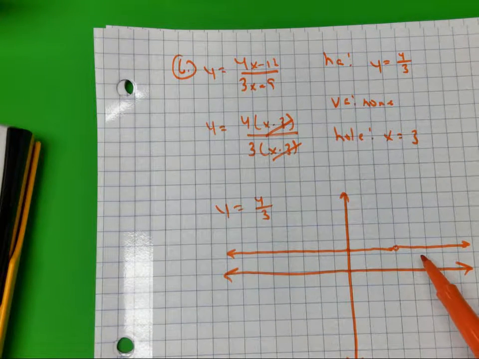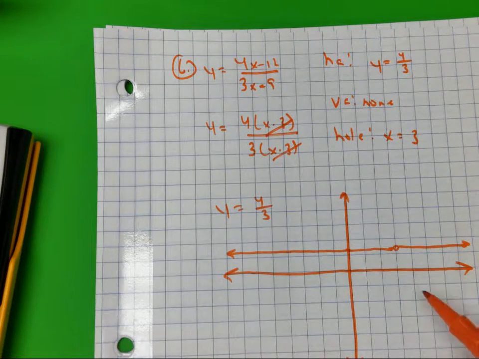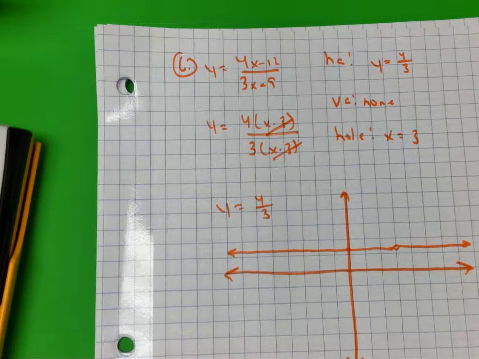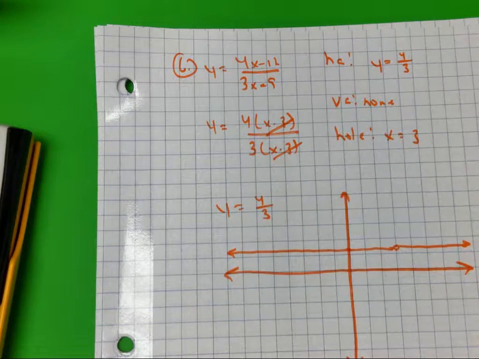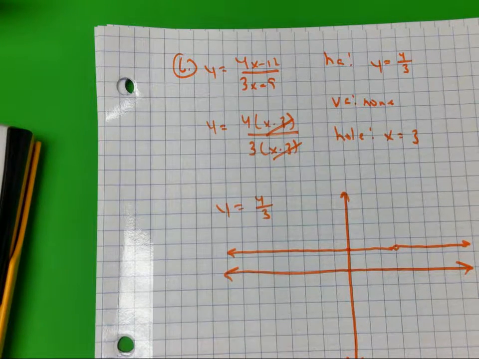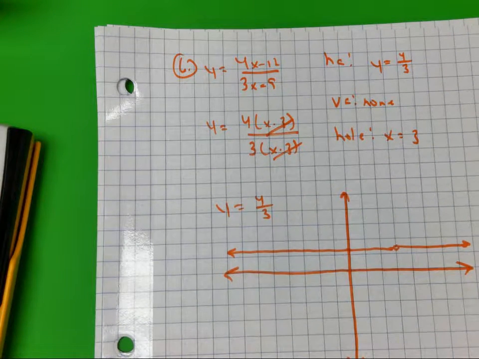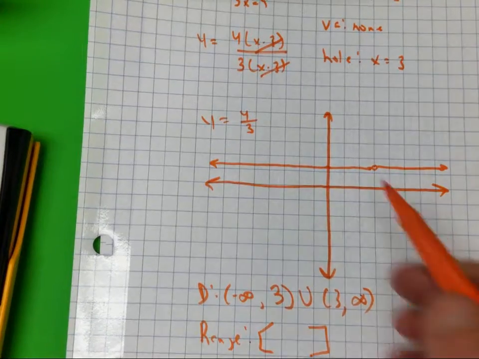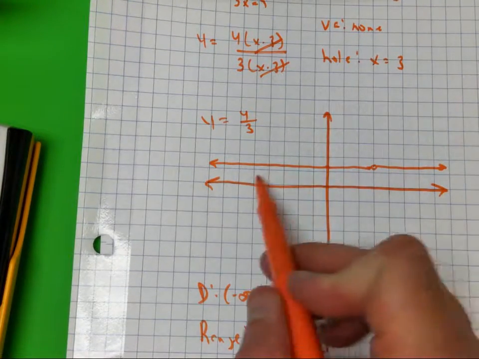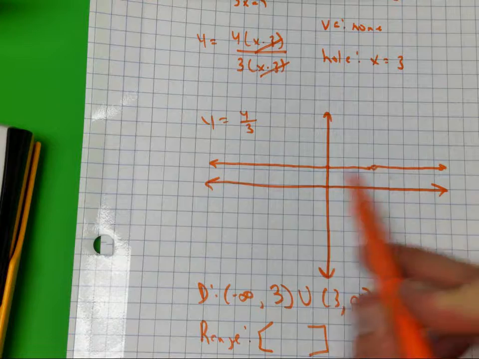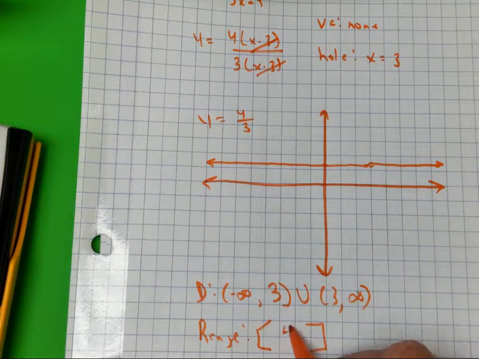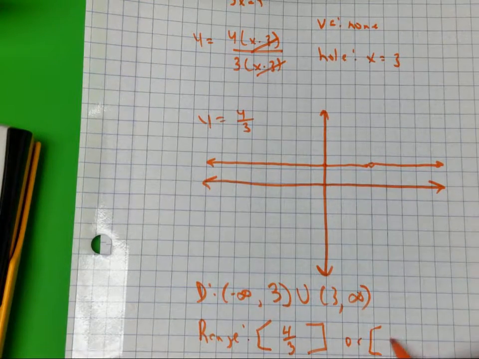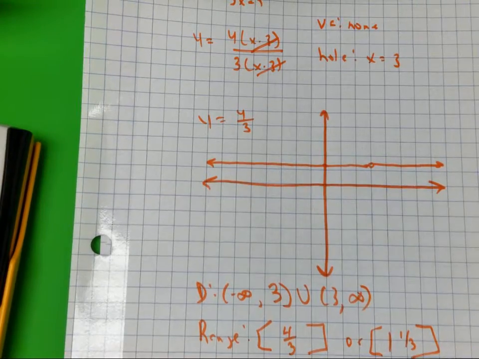Now, your domain would be negative infinity all the way to 3, union 3 to infinity. And then my range would be, you remember how we just put a single number in that bracket? Well, it's just 1 1/3. That's the only value it's touching. You say, well, it's open there. All these others cancel that out. So you just put 4/3, or you can put just 1 1/3. That's the range for that particular graph.